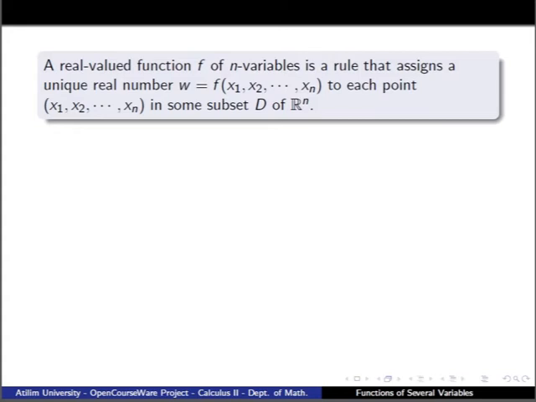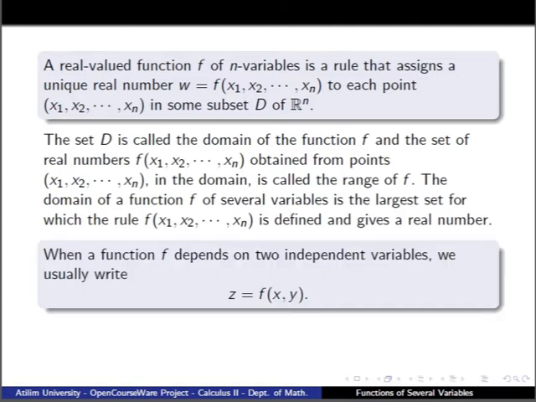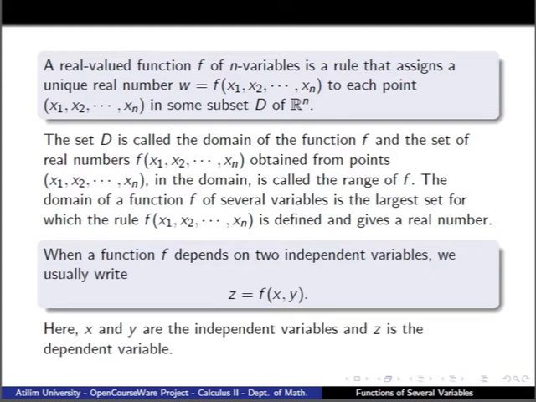And if we consider the domain of this function, the domain and range definitions are also given very similar to the functions of one variable. For example, in this case, if we consider a function of two variables, it means that we have two independent variables. Most of the time those independent variables will be represented by x and y. We have a function of two variables where x and y are independent variables, and z is the dependent variable.